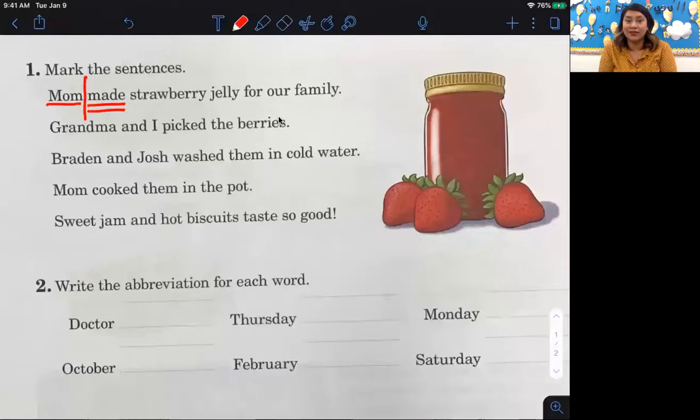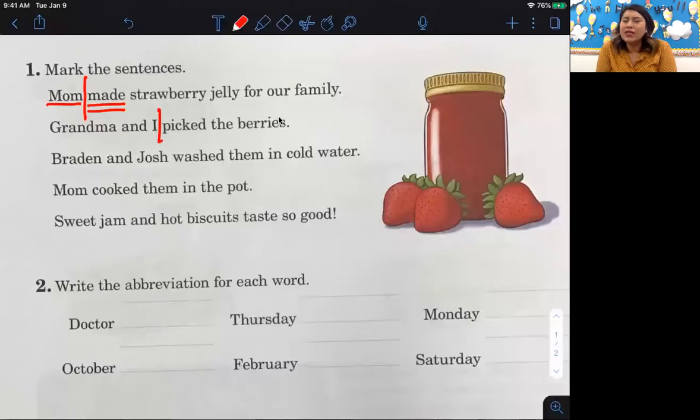You just did it. We haven't done these in a while, right? All right, let's keep going. Read it with me, please. Grandma and I picked the berries. Where is the subject and where am I going to draw my line? After I, in between I and picked. Good job.